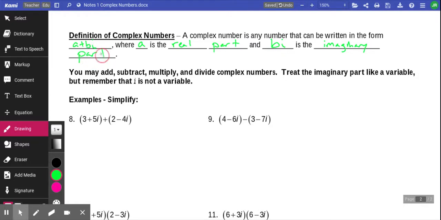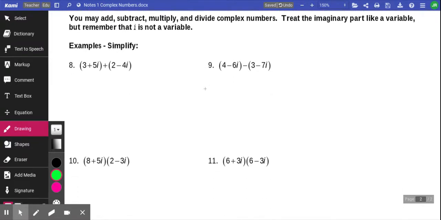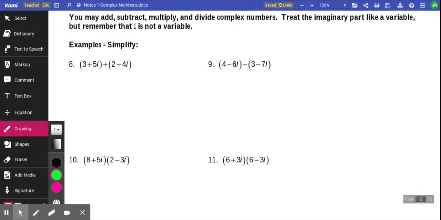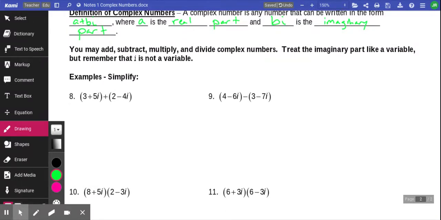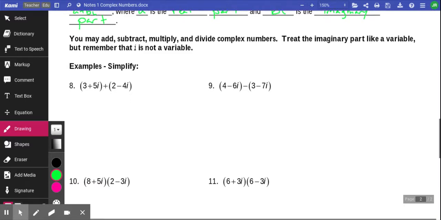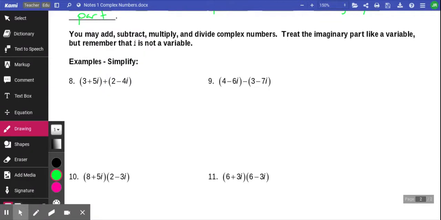All right. So, for example, down here, we have examples of complex numbers. So 3 plus 5i is a complex number. We could have 3 minus 5i, that's a complex number. But if we just have the 3, then that's a real number. If we just have the 5i, that's what's called a pure imaginary number. So you have to have the real component and the imaginary component to classify it as a complex number.